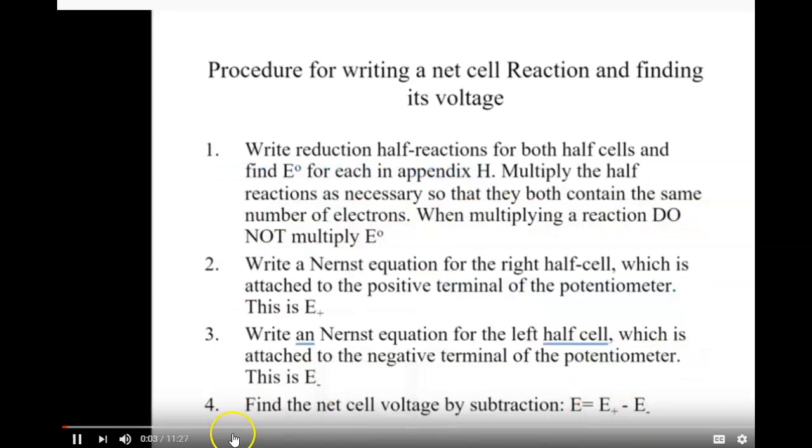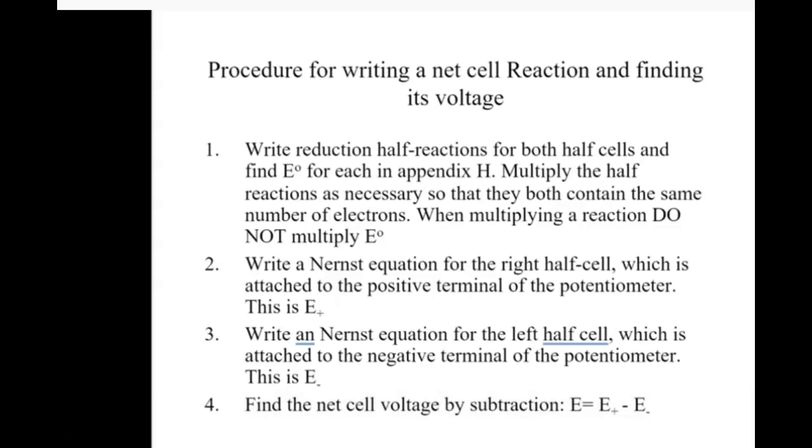With this, let's just review the procedure for writing a net cell reaction and how to calculate the potential from that. So basically, again, I'm just going to breeze through this. Write reduction half cells, and find the standard reduction potential for each in the appendix section. Again, we all know about this. Just multiply the half cell as necessary to match the number of electrons on both sides. And again, do not multiply the value of E when you're matching the number of electrons in the two half cells. So basically that's writing out the equation.